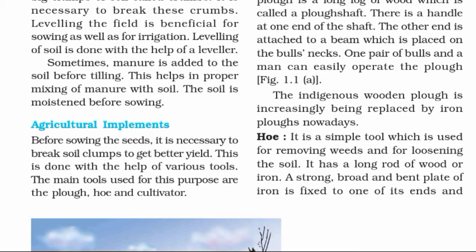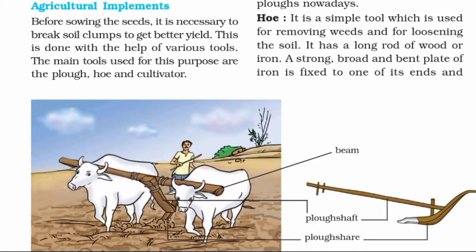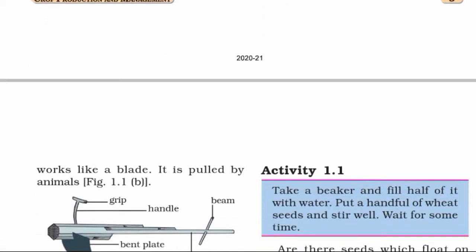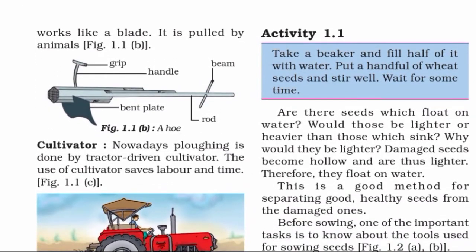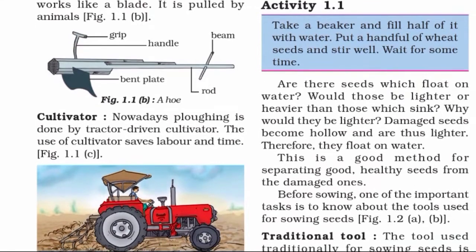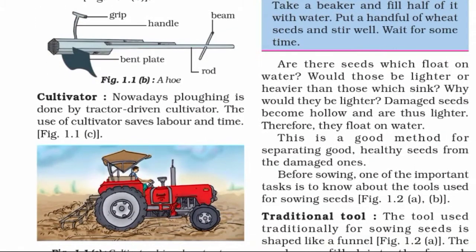Hoe. It is a simple tool which is used for removing weeds and for loosening the soil. It has a long rod of wood or iron. A strong, broad and bent plate of iron is fixed to one of its ends and works like a blade. It is pulled by animals. Figure 1.1b. A hoe. A hoe has a grip, a handle, beam, bent plate and a rod.